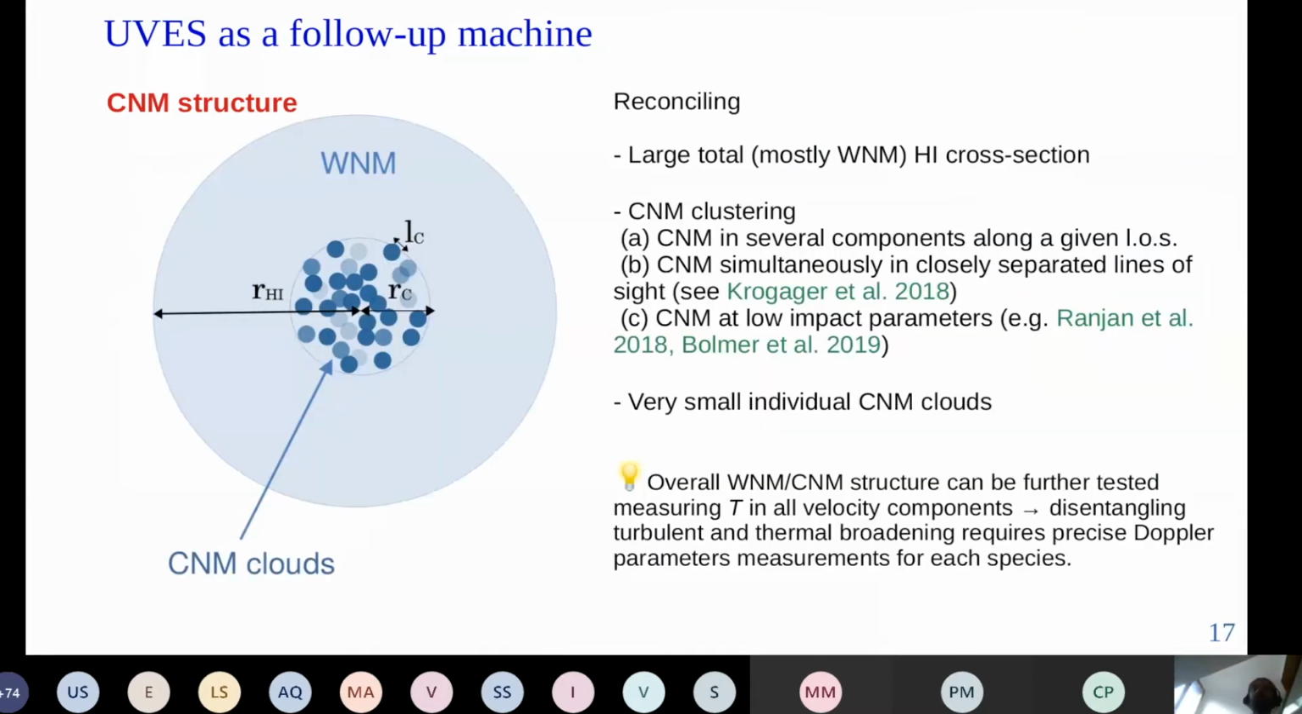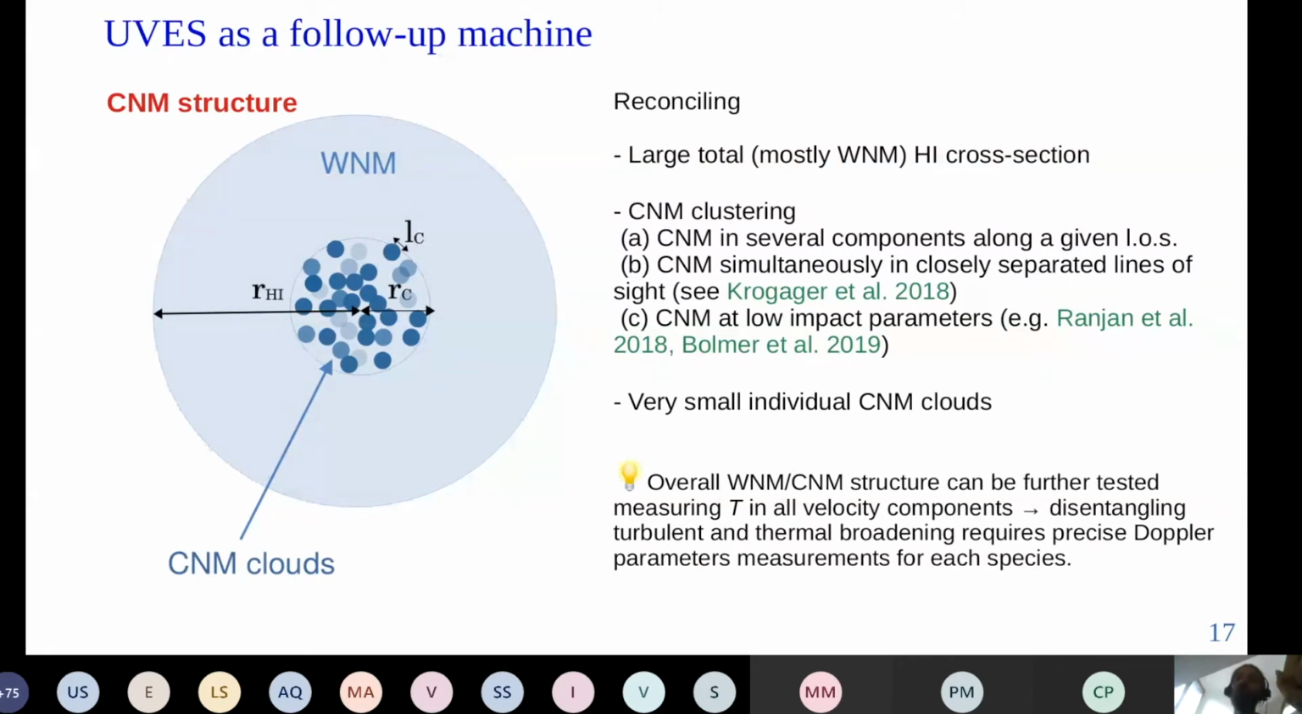This is very interesting. So now we can basically reconcile all these observations into a very crude picture that you have here. With the large total cross-section of H1, we see very frequently damped Lyman alpha systems, and the cold gas exists at very, very small scales, but it's clustered. So in general, when you have one line of sight crossing molecular gas, you see several components. And if you have two lines of sight, one that goes through the cold gas, a line of sight which can be very nearby will also cross cold gas. We have shown this thanks to lensed quasars. It was not with UVES, but with Keck. But this kind of picture reconciles all this.